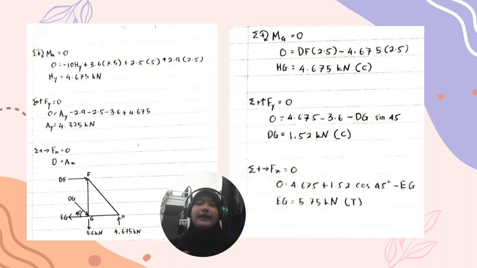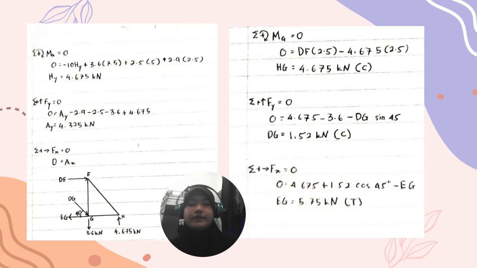So total force for y-axis is equal to 0, and then 0 equal to ay minus 2.9. So it is negative because the force goes downwards, and if the force goes up, it's positive. So ay minus 2.9 kilonewton minus 2.5 kilonewton minus 3.6 kilonewton, and then plus the Hy, which we just counted just now, that is 4.675 kilonewton. So we're gonna get ay equal to 4.325 kilonewton.